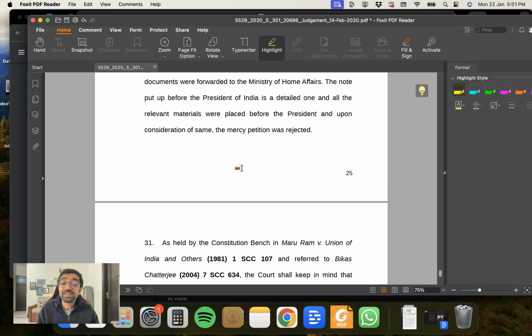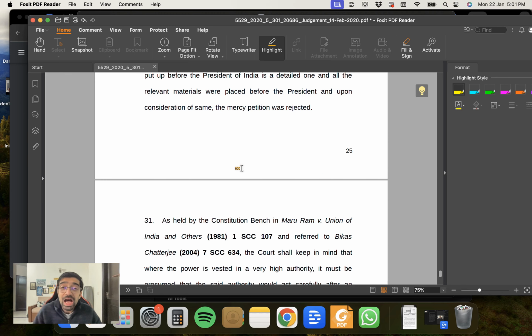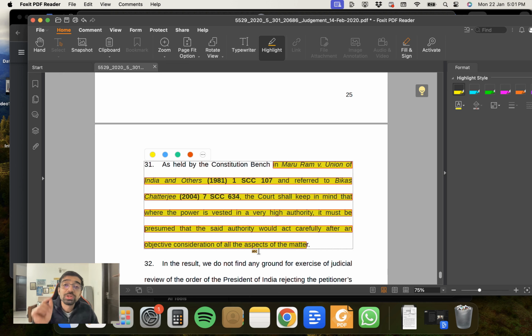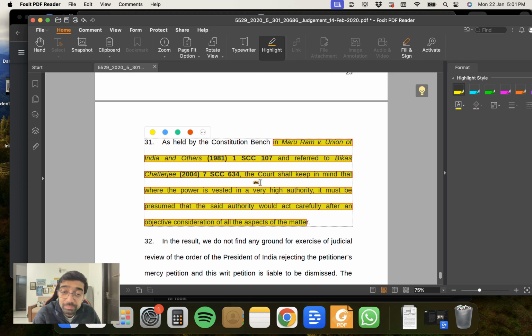Now the next thing is that once you've read this judgment, how are you going to utilize this? By the way, we've not completed identifying the relevant precedents because you can see here there are a few other precedents like Maru Ram versus Union of India and Vikas Chatterjee, where it's mentioned that these are cited for the fact that where power is vested in a high authority, we cannot question their application of mind.